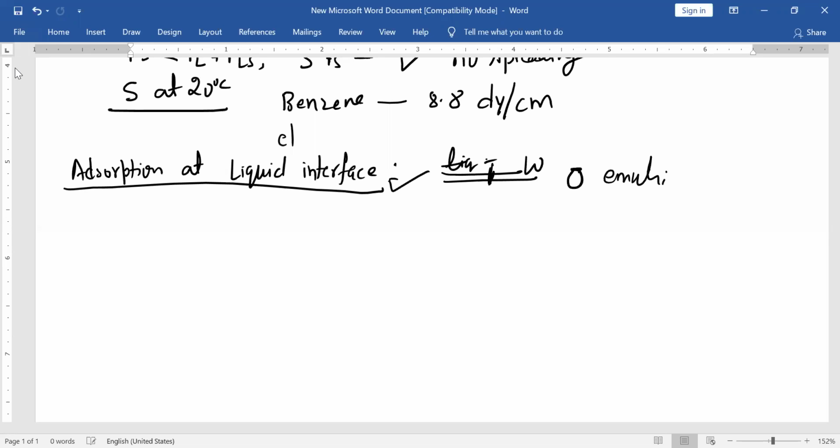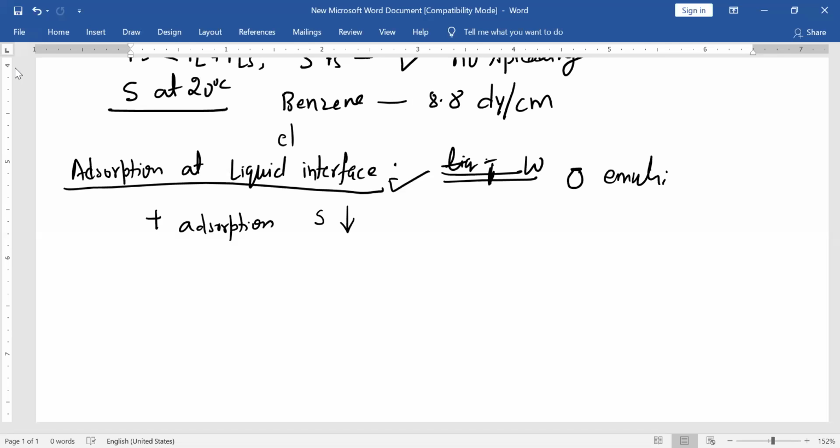So when some molecules and ions, when dispersed in a liquid, are partitioned in favor of the interface, this phenomenon is known as positive adsorption. In positive adsorption, the surface free energy and the surface tension get decreased.